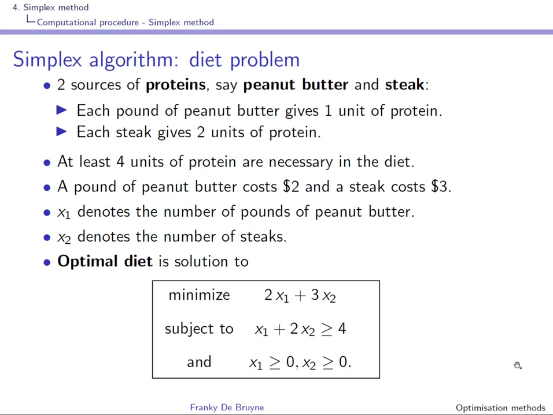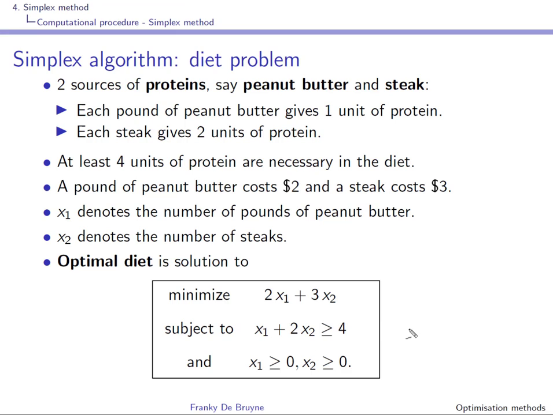Well, of course, this problem is not in the standard form because we have here an inequality, larger or equal, right? To bring this in the standard form, we have to work with variables that are positive or 0, and to transform this into an equality constraint, we'll have to subtract something positive.